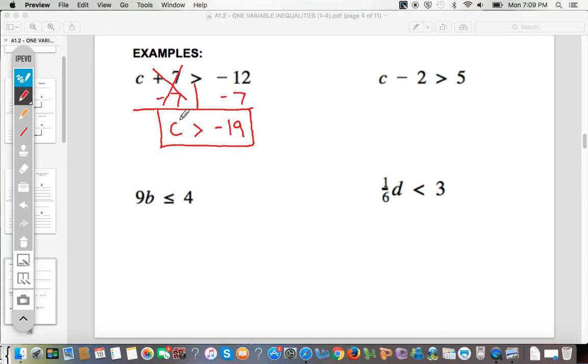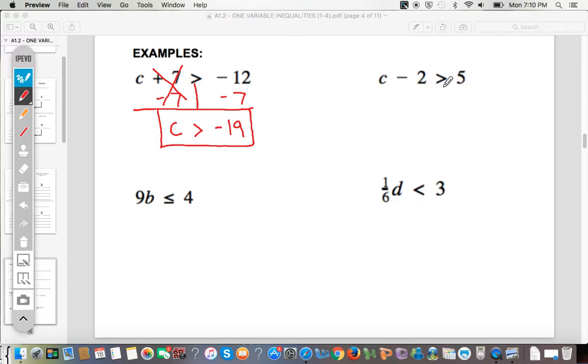Okay, so c isn't negative 19. C does not equal negative 19. That is false. But c is greater than negative 19. So c can be negative 18, negative 17, 0, 1, 5, 100, a million. Doesn't matter. Okay? So here we have a true statement.